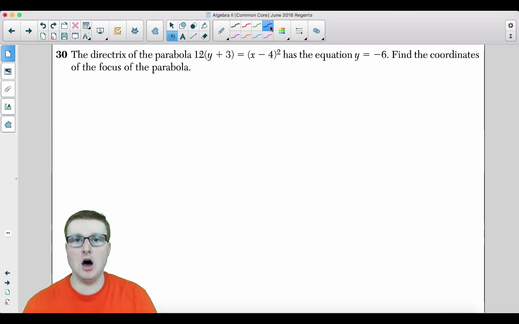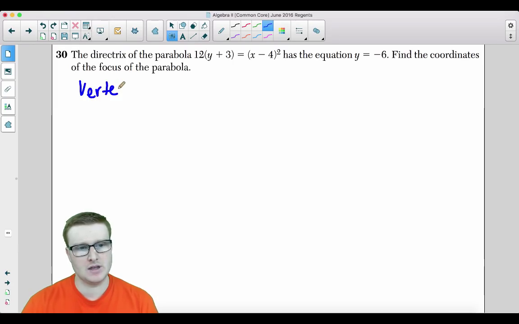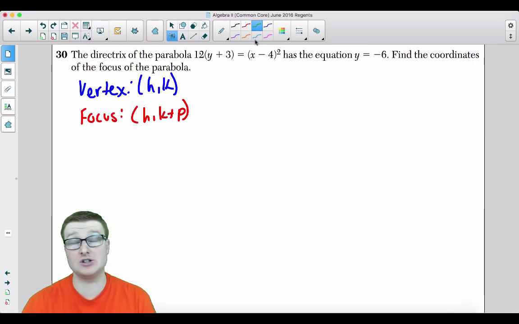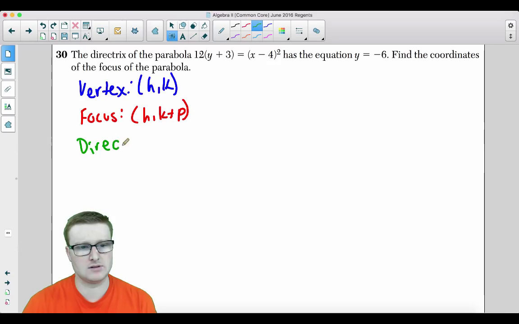So I love writing all my information down because I know it by heart, and I know that you will too. The vertex of the parabola is always written in the form of h comma k. The focus of the parabola is always written in the form of h comma k plus p. I'm going to show you how to do this algebraically and then graphically, because there's a way to do it on the graphing calculator. It's a lot of fun. The directrix is y is equal to k minus p.